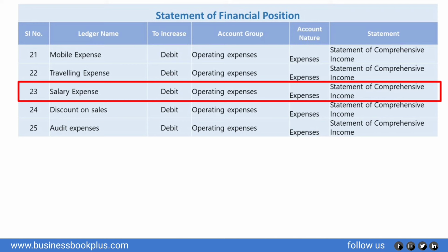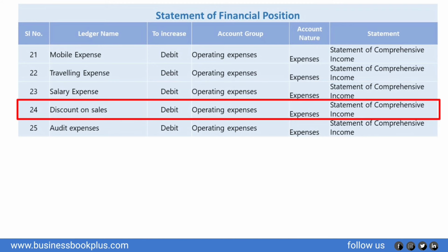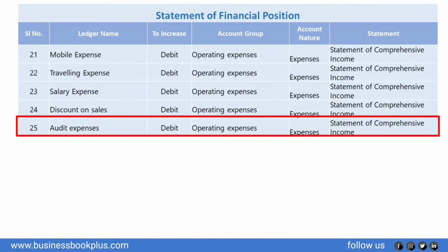Salary expense. Increases when debited. Account group operating expense. Account nature expenses. Affects the statement of comprehensive income. Discount on sales. Increases when debited. Account group operating expense. Account nature expenses. Affects the statement of comprehensive income. Audit expenses. Increases with debit. Comes under operating expenses account group. Account nature is expenses and affects the statement of comprehensive income.